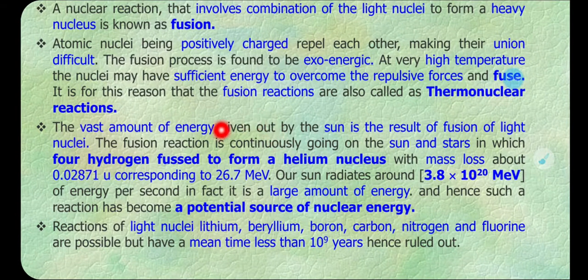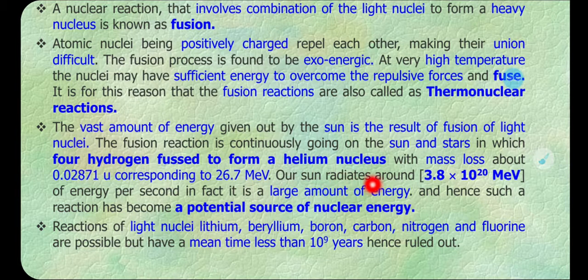in this reaction. The reaction is also going on at the surface of the sun. It results in a fusion of light nuclei. The fusion reaction is continuously going on at the surface of the sun and stars, in which four hydrogen nuclei fuse to form a helium nucleus with a loss of mass of about 0.02871 unit, corresponding to 26.7 MeV of energy liberated.